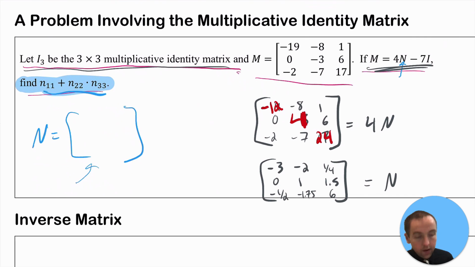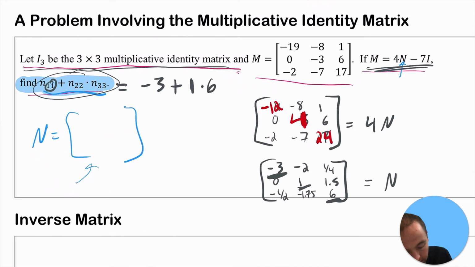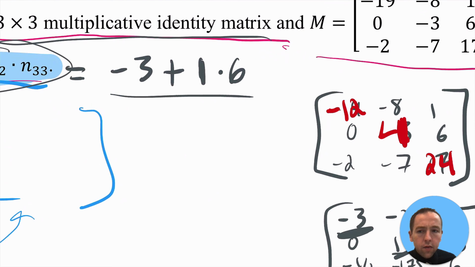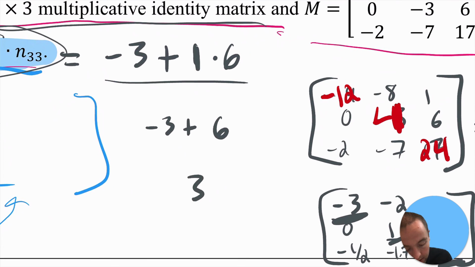So now we finally got that matrix that's called capital N, and what we want to find is n11 plus n22 times n33. So 1, 1 means what's the number in the first row and in the first column? Well, that would be this number right here, -3. So this is going to be -3 plus, and then 2, 2 would be that number right there, the 1, times the 6, because that's in the third row, third column. So when you evaluate that expression, of course, you've got to follow order of operations. You actually have to do the multiplying first, so 1 times 6, and then you can add the negative 3 to the 6, and that's going to give you an answer of 3.